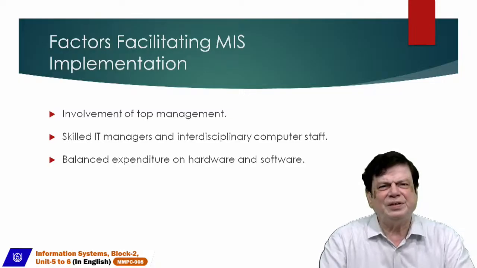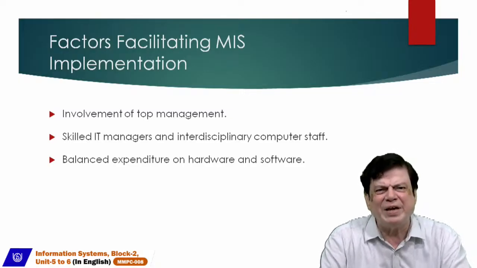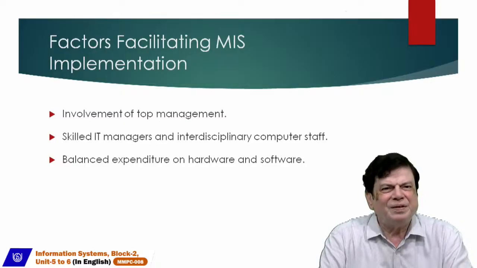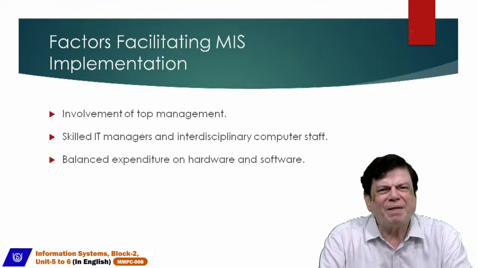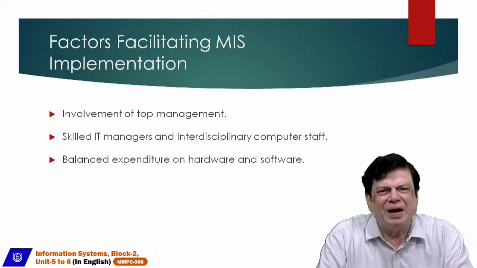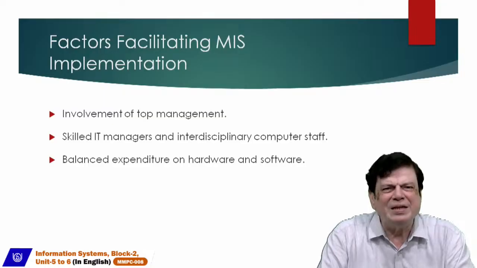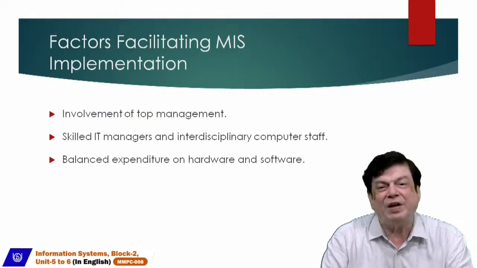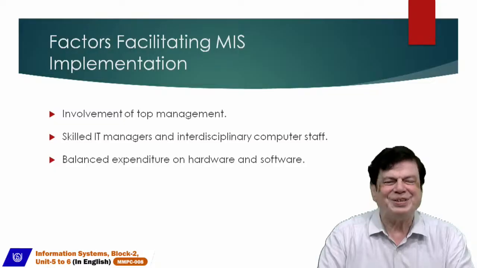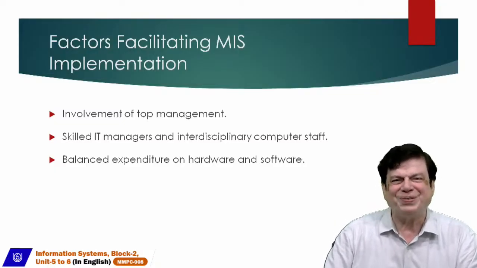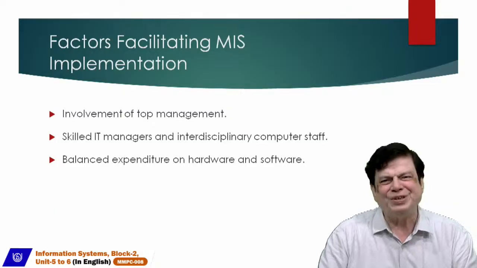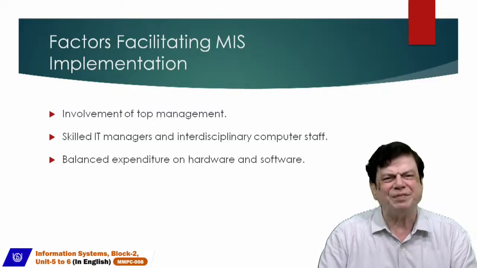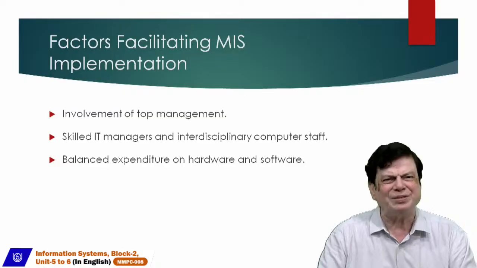Next is factors facilitating MIS implementation. Number one is involvement of top management. Number two is skilled managers and interdisciplinary computer staff. Number three is balanced expenditure on hardware and software. This hardware and software will cost money, so you have to buy only what is required. We are going to study this in the next slides.